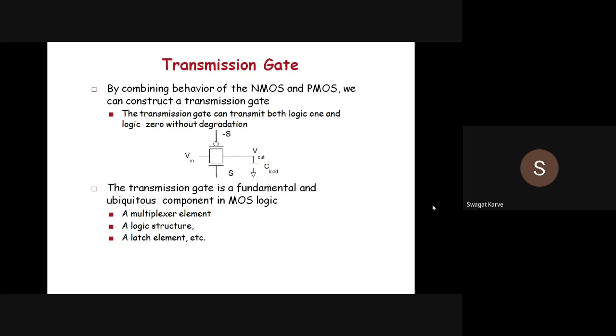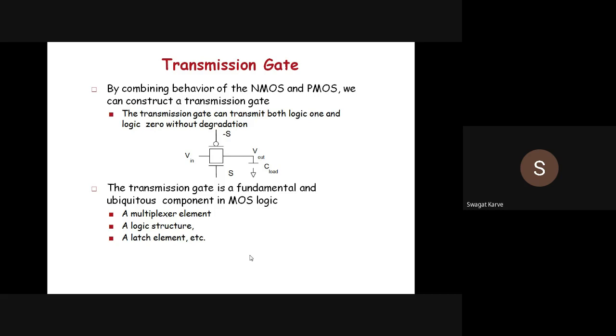Now, next is about transmission gate. Okay, now we have studied what you mean by transmission gate, and why it is required, or what is the advantage of this transmission gate. Now, this is the symbol of transmission gate, right? If you make the parallel pair of the PMOS at the top side and NMOS at the bottom side, that combination, parallel pair of the PMOS and NMOS, is called a transmission gate.